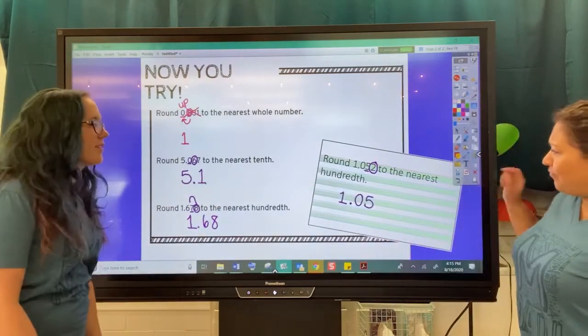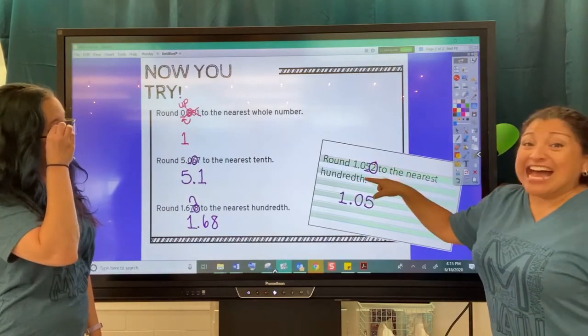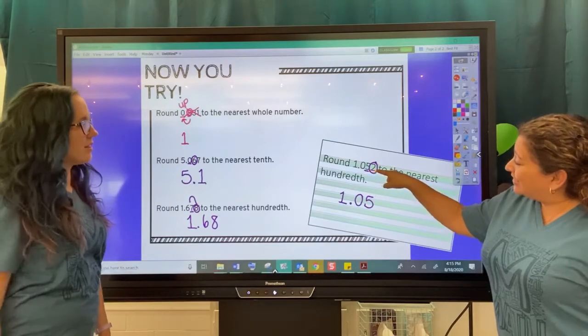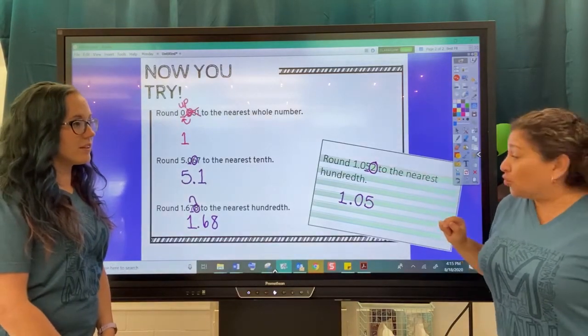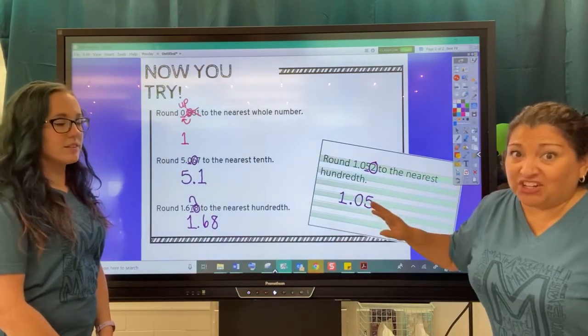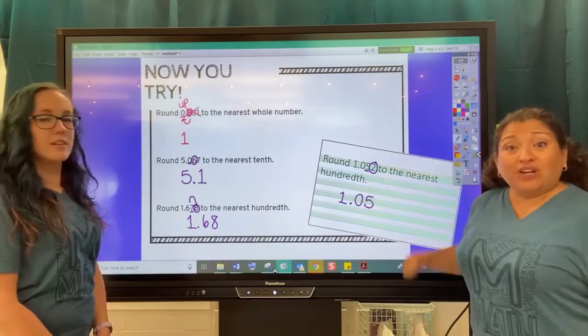Here we've got 1.052 to the nearest 100th, which is that second spot right there is the 100th spot. We circled the digit to the right. That 2 says, leave it alone. Don't do anything with it. So we end up with 1.05, and the 2 went on vacation.